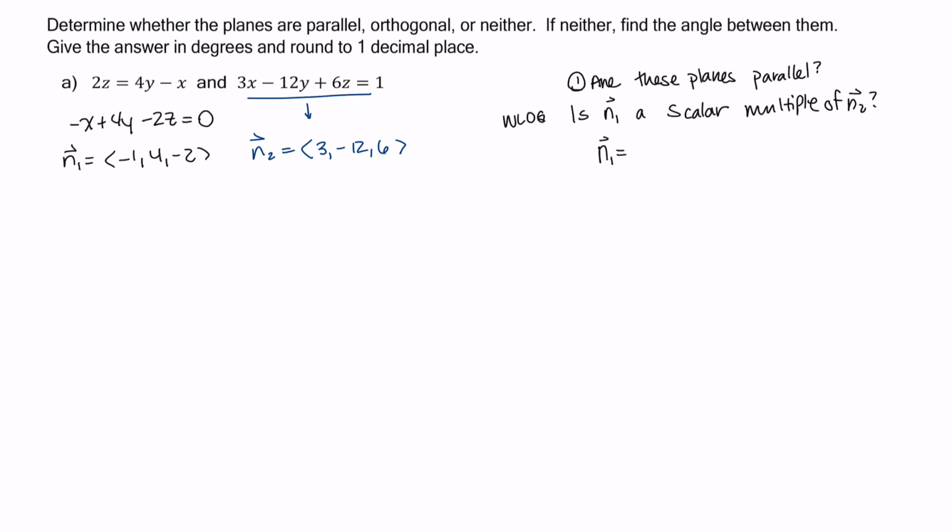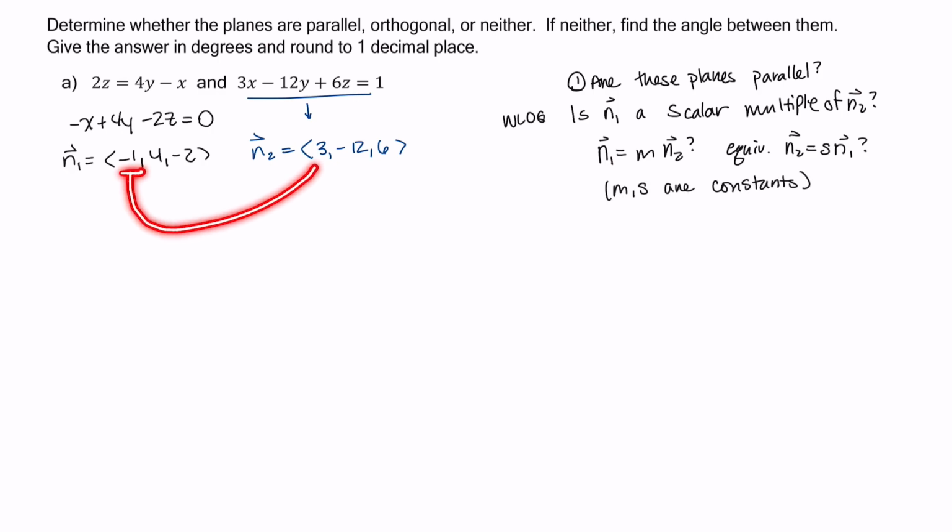Does n1 equal some scalar, I'll call it m times n2? Or you can ask yourself, is n2 equal to some other scalar? Let's call this one s times n1. Well, let's take a look at this. Can I multiply negative 1 by something to get a positive 3? Certainly, I can multiply this by a negative 3. All right, what about 4? Can I multiply 4 by something to get negative 12? I can, and again, that's negative 3.